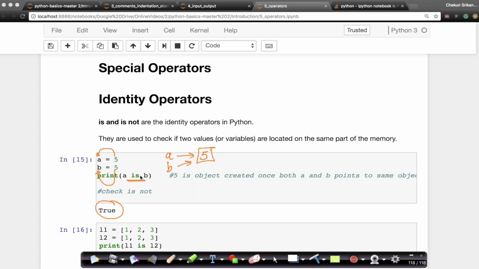So when you say A is B, is it true that A is B? Yes, of course it's true, and hence it prints it, right?